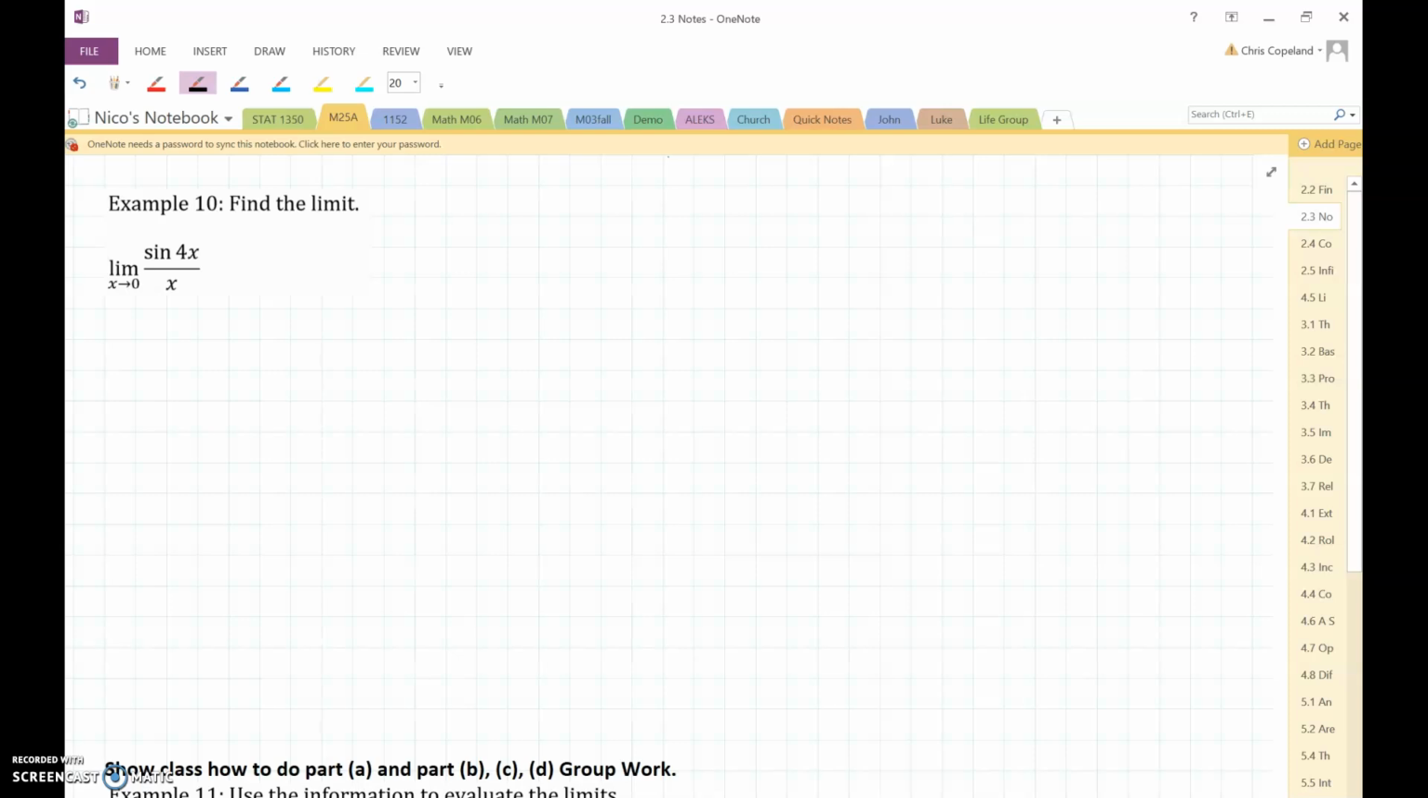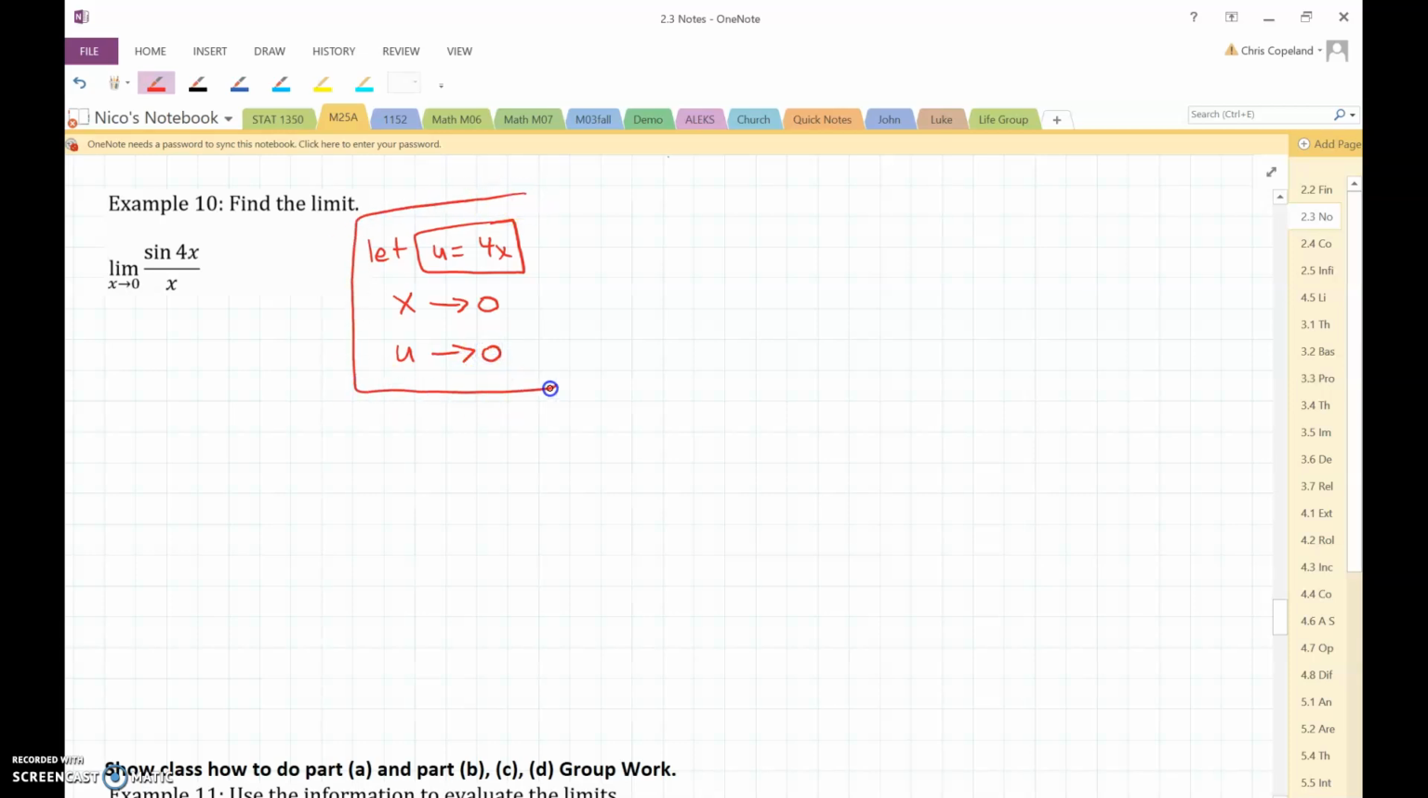Alright, example 10, find the limit. We have the limit of the function sine 4x over x as x goes to 0. So for this one, we are going to let u equal 4x, and then notice as x goes to 0, so as x would go to 0 here, then u would go to 0.